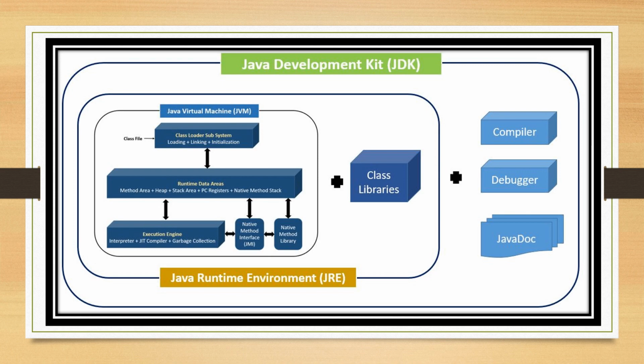Runtime data areas are method area, heap, stack, PC register, and native method stack. We'll see brief about that in the next slides. Execution engine contains interpreter, JIT compiler plus garbage collection. Then native method interface, JNI, and native method library. This is the complete architecture of JDK.